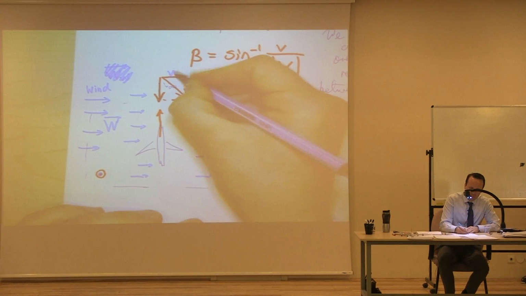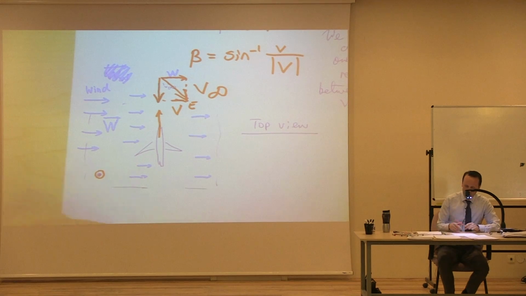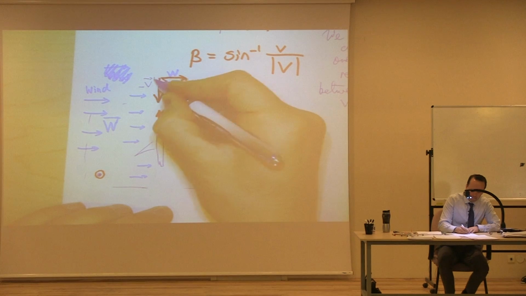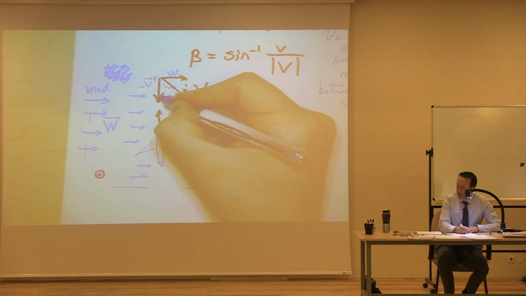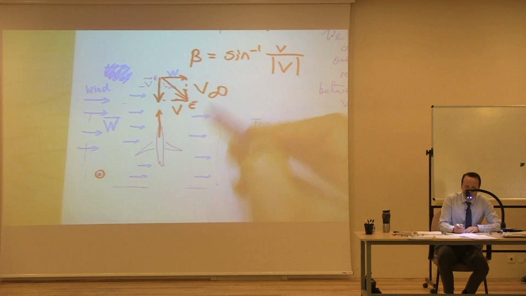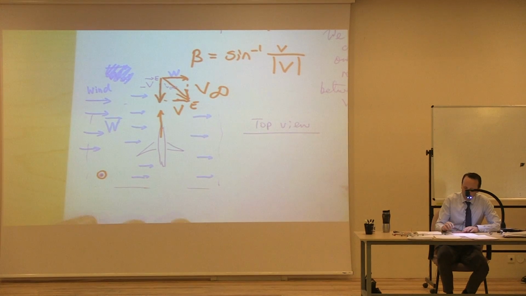This is the wind, okay? And this one here is minus VE. This one here is minus VE. This one here is the wind. You add them together, this is V infinity. These are the air particles that the airplane will see.